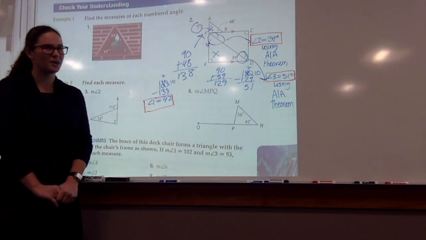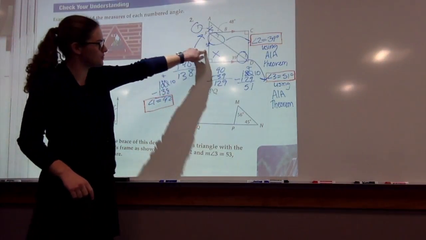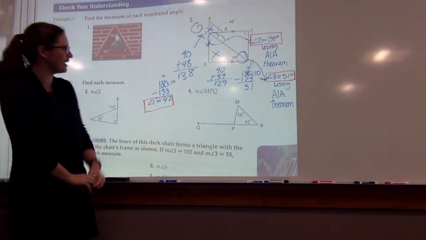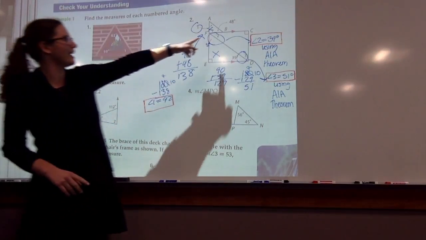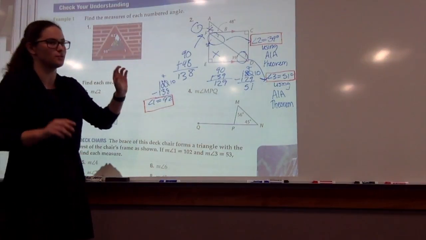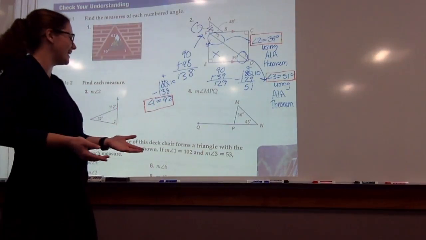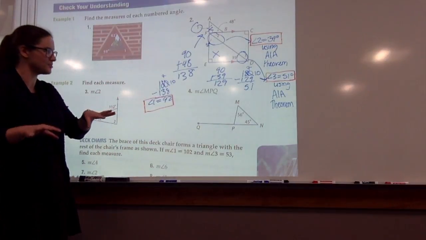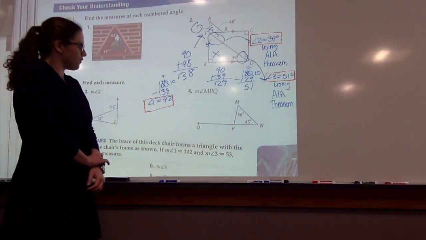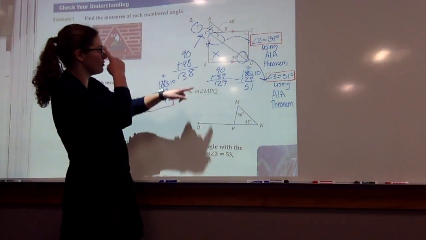Hi guys, so we're back and we're going to be finding the measures of each numbered angle: angle 1, angle 2, and angle 3. So for angle 1, you already have a right angle, so you're going to add 90 plus 48, and 48 is the measure of angle B. So you're adding the 90 plus the 48, which gives you 138, and then because a triangle measures up to 180, you're going to subtract 180 minus 138, which is 42, so angle 1 is equal to 42.